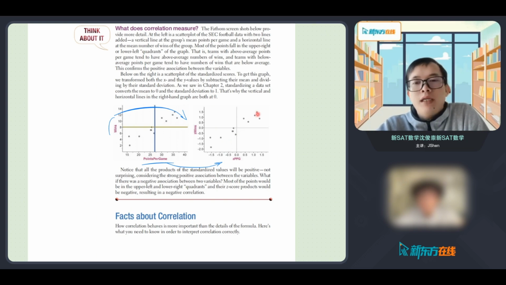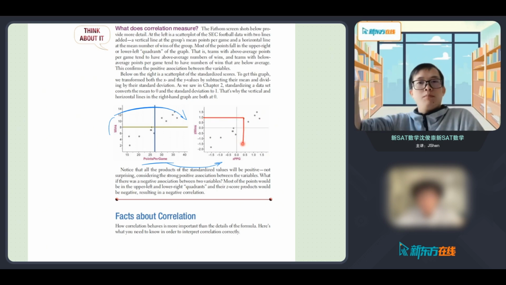When you have data points mostly in quadrant 1 and 3, don't we have Z values for each data point with the same sign? In quadrant 1, both ZX and ZY values are positive, right? And in quadrant 3, they're both negative, right? If you multiply them together, you get positive values in both quadrants.